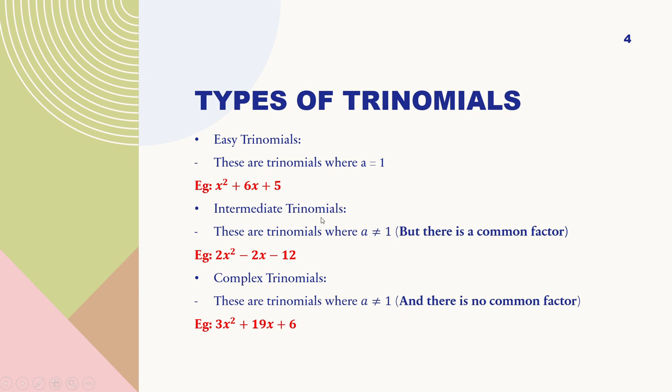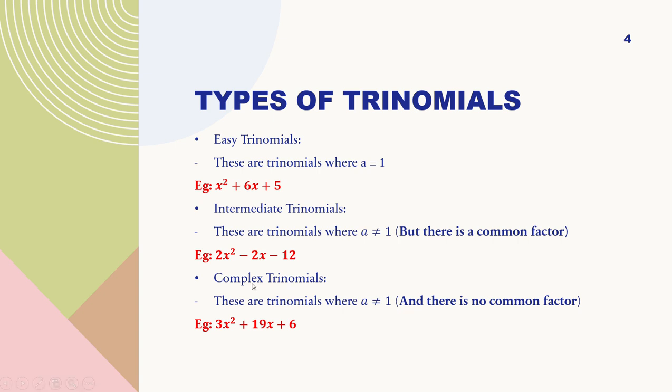Then the intermediate trinomials are where the a value is not 1. But why are they intermediate? They're intermediate because if you just look at it, there is always a common factor that you can take out. So you have to stare at it for a bit, and in the example that I gave you, you can clearly see that I can take out 2 as my common factor, and then I can factorize my trinomial.